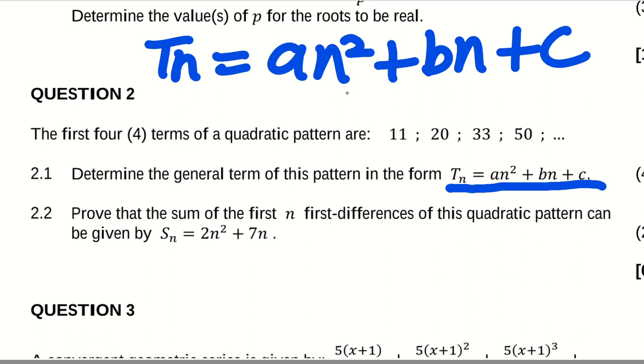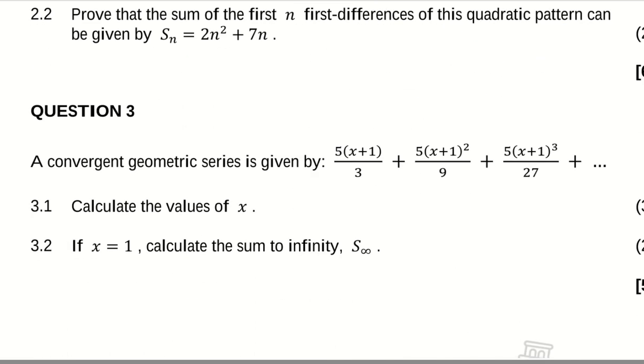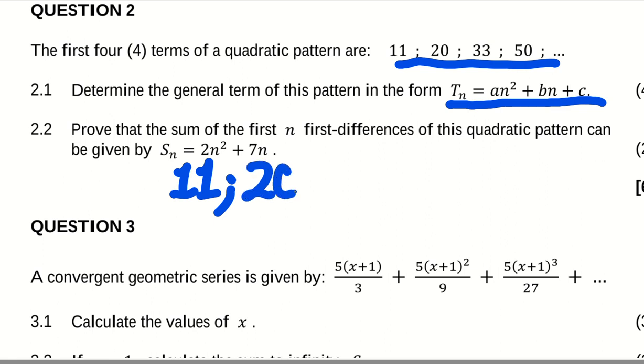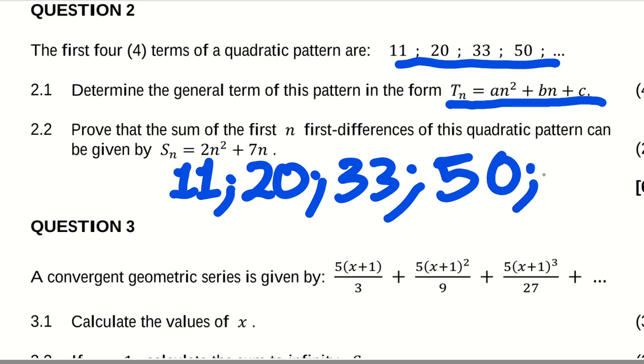Before we substitute anything into this formula, the first thing we need to do is find the second difference of the pattern. Let me scroll up a bit. If this is our pattern, we have 11, then the next term is 20, then 33, then 50. Let's look for the difference between 11 and 20 first. To find the difference, you take term number 2 and subtract the previous term. So 20 minus 11 will give us 9.